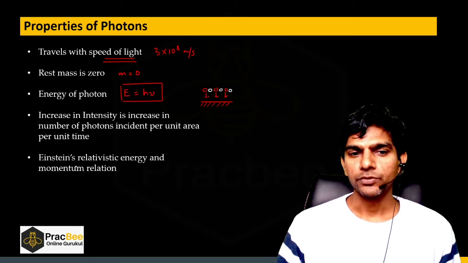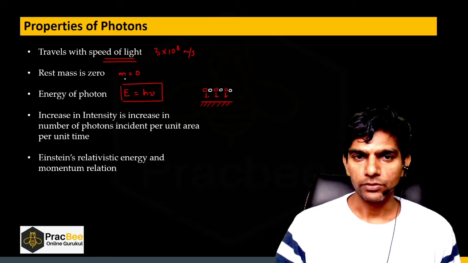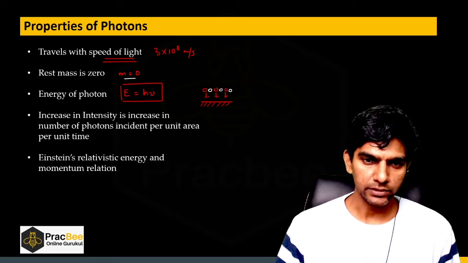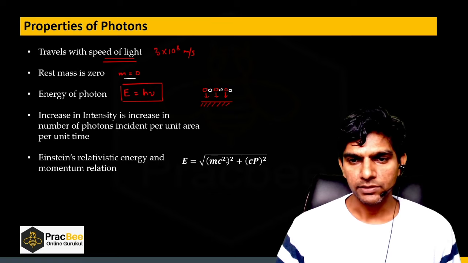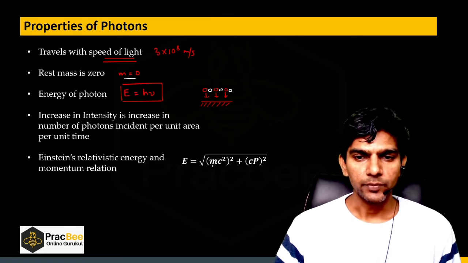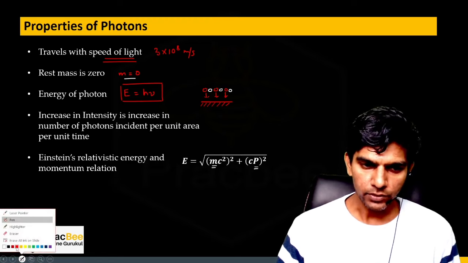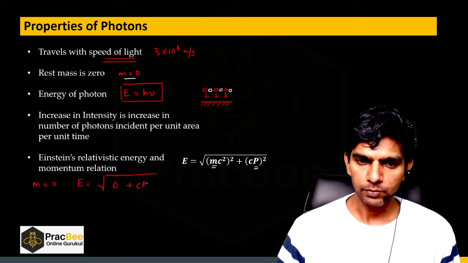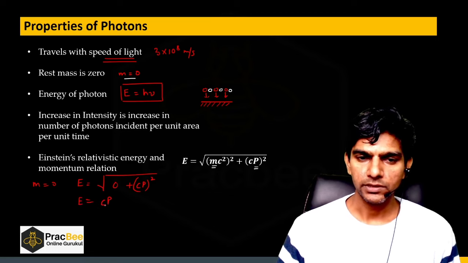Now, the fourth point is Einstein's relativistic energy and momentum relation. Since the rest mass is 0, to find the energy of a photon we cannot use half mv square, which we use for particles. Here we have to use the relation E = √((mc²)² + (cp)²), where m is the rest mass, p is the momentum, and c is the speed of light in vacuum. If we apply this equation for photons, we know that m is 0. So E comes out to be √(0 + (cp)²), which gives us cp. So the energy of a photon is equal to c times p.